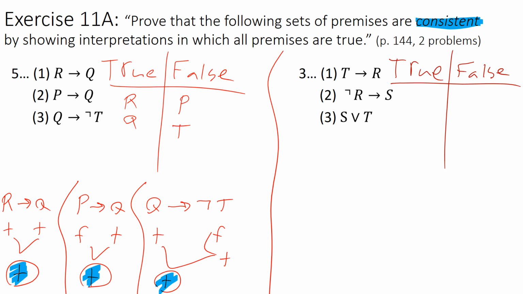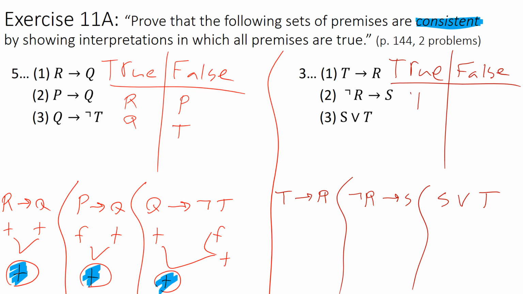Anyways, we have the premise if T then R. We have the premise if not R then S, and the disjunction, the premise S or T. Again, I think we have some wiggle room here in terms of what we could assign. The first premise, if T then R, we can say both atomic sentences are true, and that seems to be consistent with the other two premises. So we'll just say T is true, R is true.